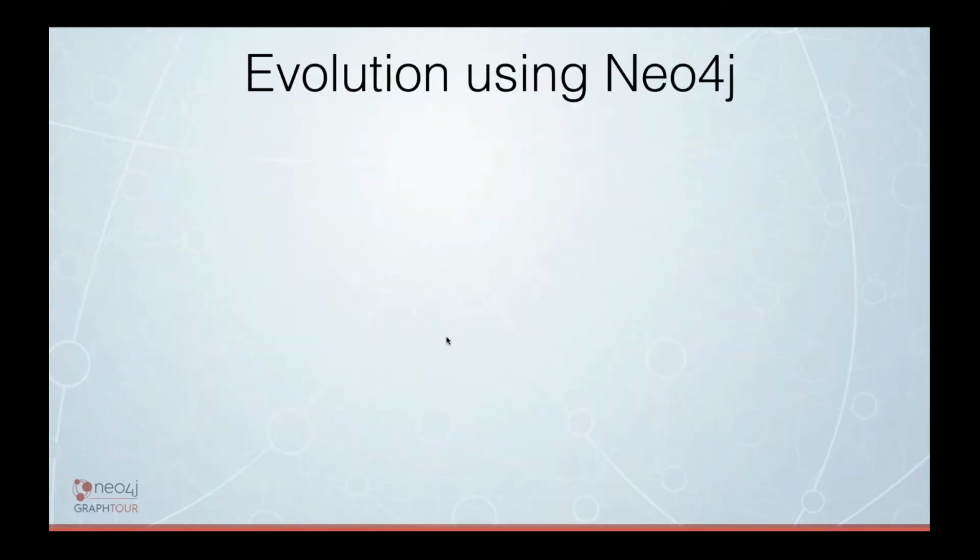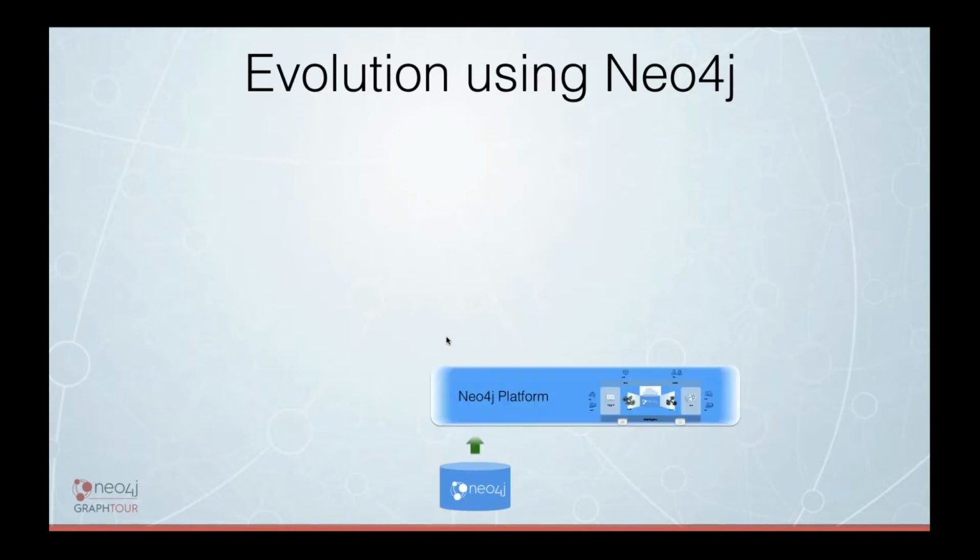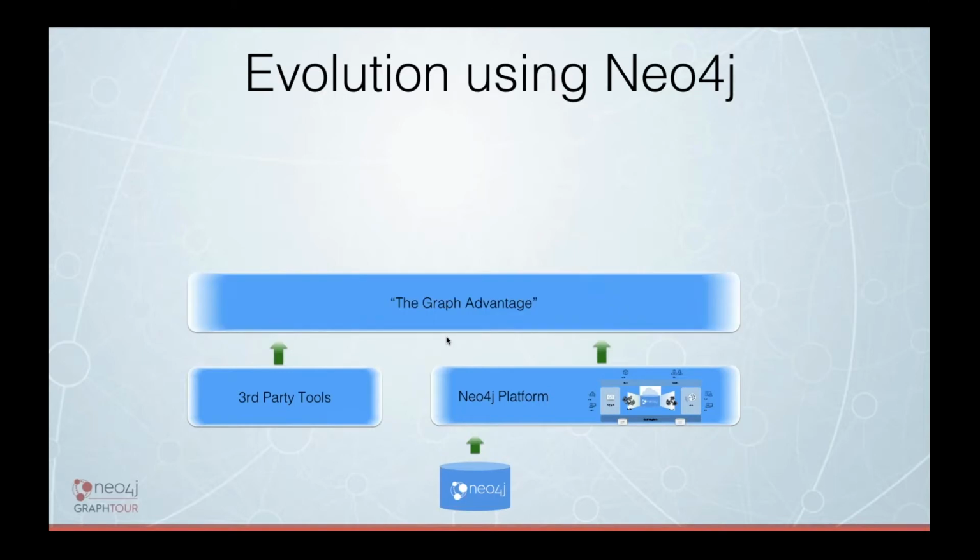How can we get to those solutions? Let me first highlight the evolution using Neo4j. With Neo4j as a graph database, we have been building the graph platform as an entire infrastructure, including graph algorithms to be plugged in to provide functionality, adding ETL functionality and visualization components. Together with third-party tools, you can build what I would call the graph advantage, an ecosystem based on graph technology.